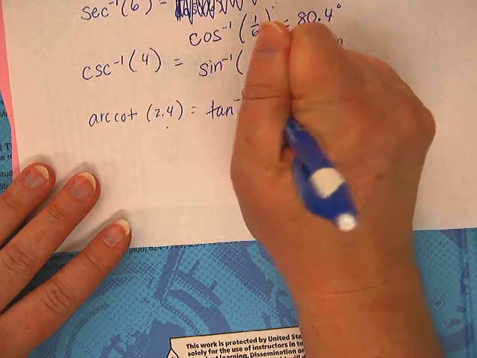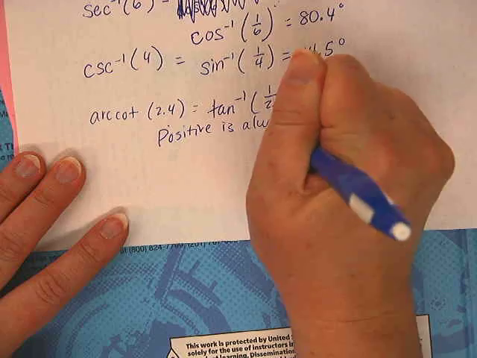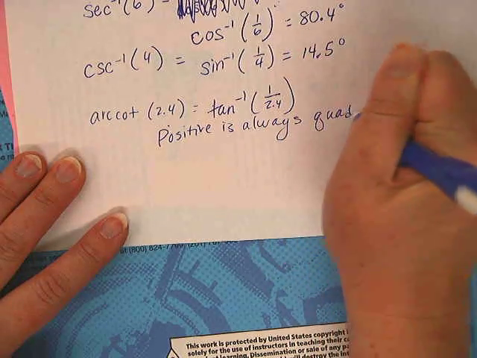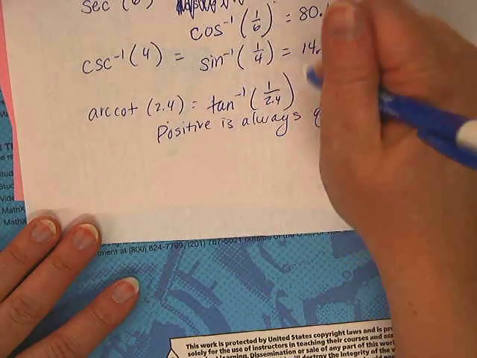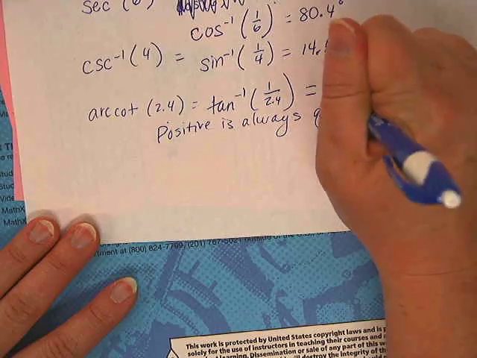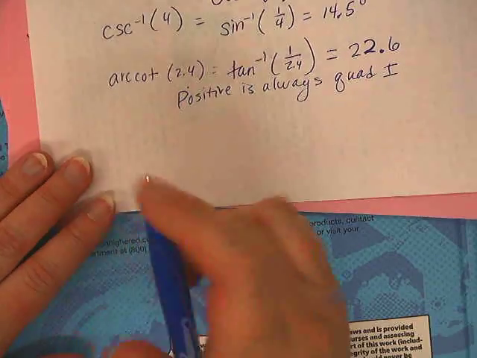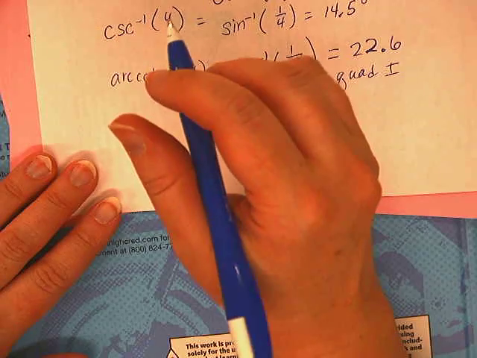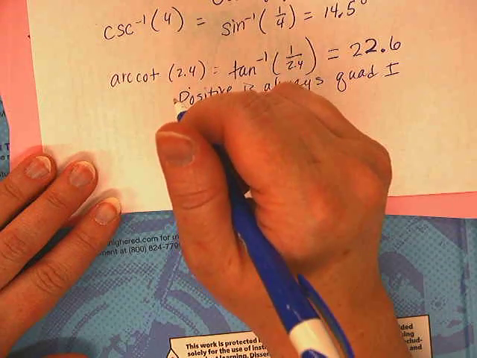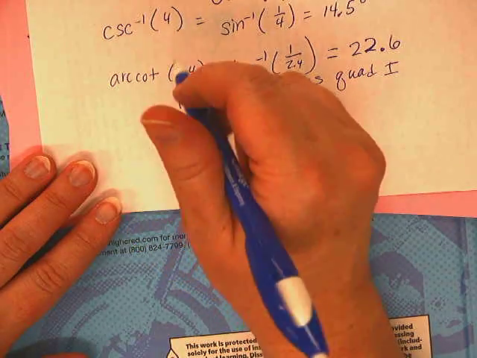Look, it's positive. Guess what? It's all quadrant 1 when it's positive. Okay, so we just have to do inverse tangent of 1 over 2.4. And we're good because it's all quadrant 1. Positive is always quadrant 1, which is wonderful. What'd you get? What is it? 22.6.